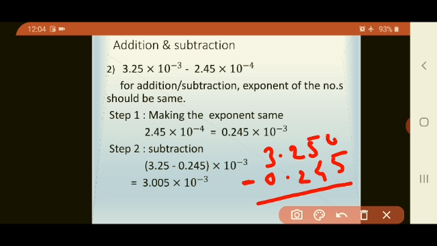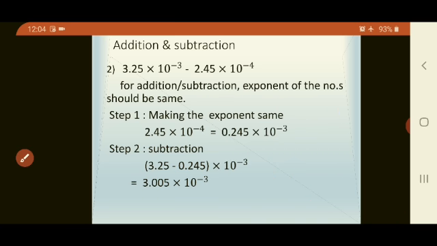Now nothing is there, means 0. So from this 0 we cannot subtract 5. So what are we taking? It is considered as 10. So 10 minus 5 is 5. Again that 10 is given back. So 4 plus 1 is 5, 5 minus 5 is 0, 2 minus 2 is 0 and 3 minus 0 is 3. So what is the answer? 3.005 into 10 to the power minus 3. So this is the way for subtraction, same like addition. Only the condition is what? For addition or subtraction, the exponent of the numbers should be same.